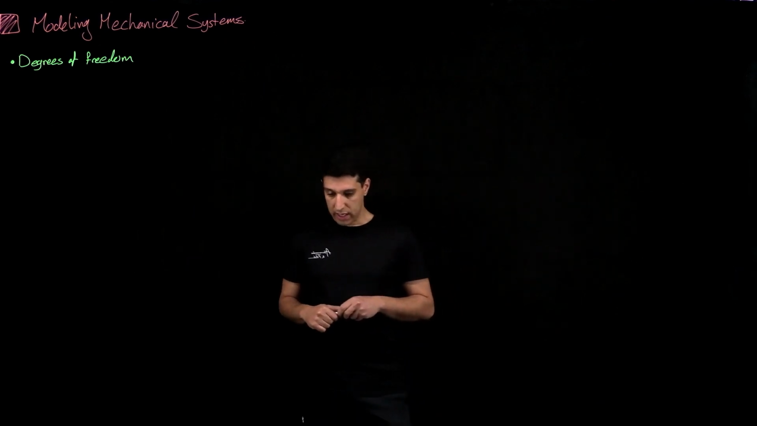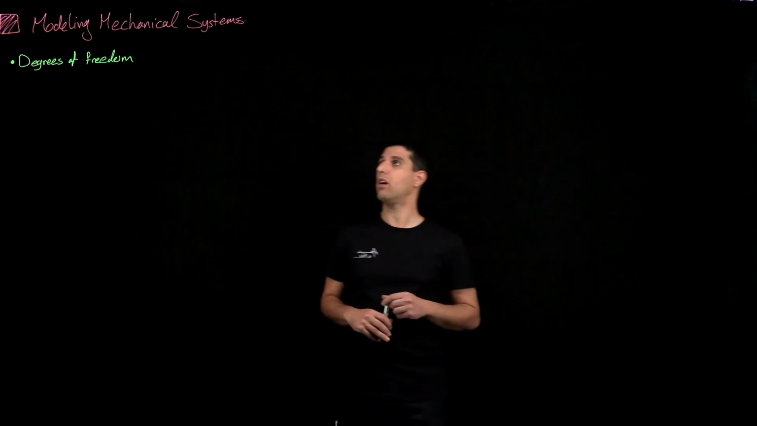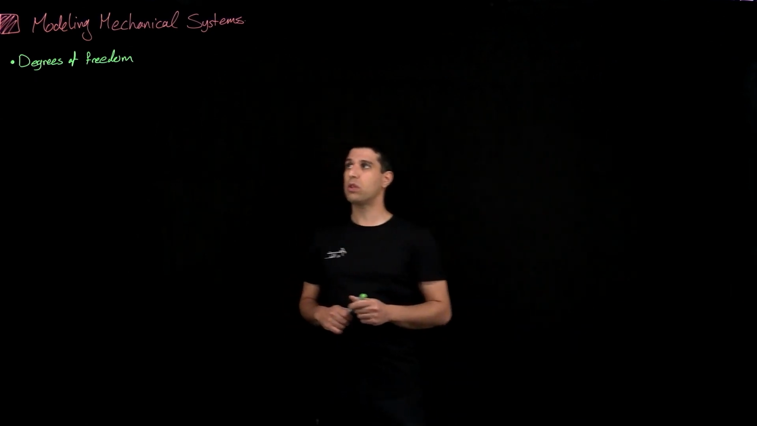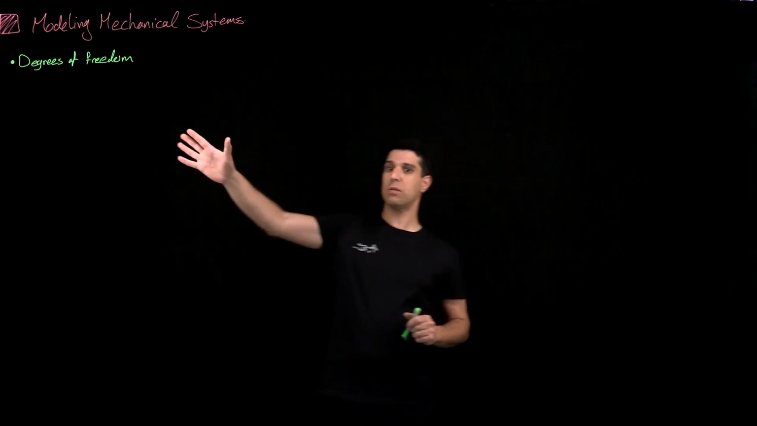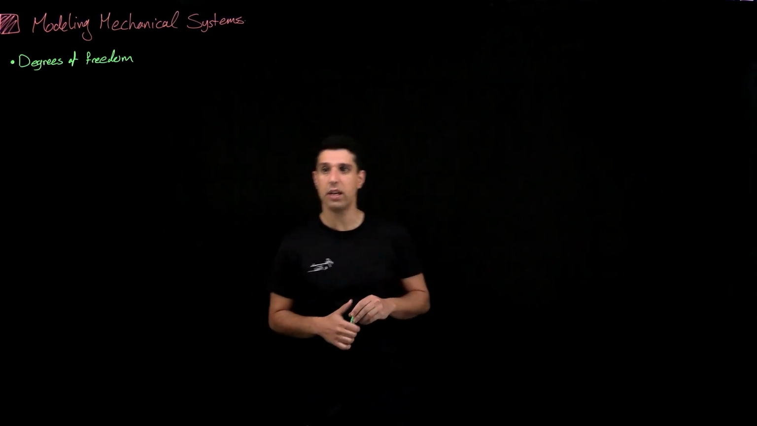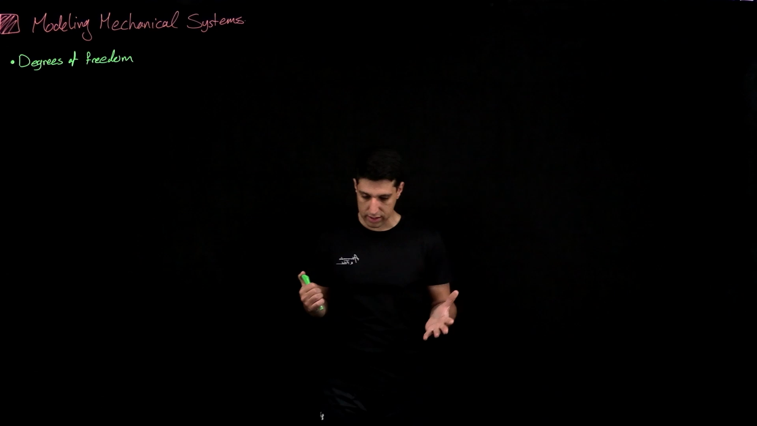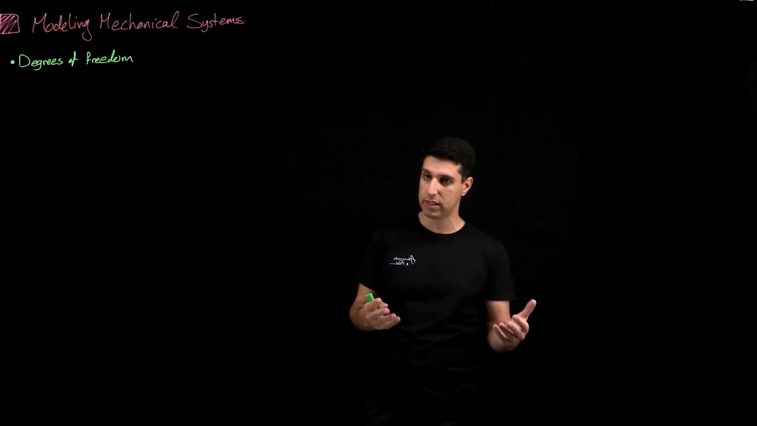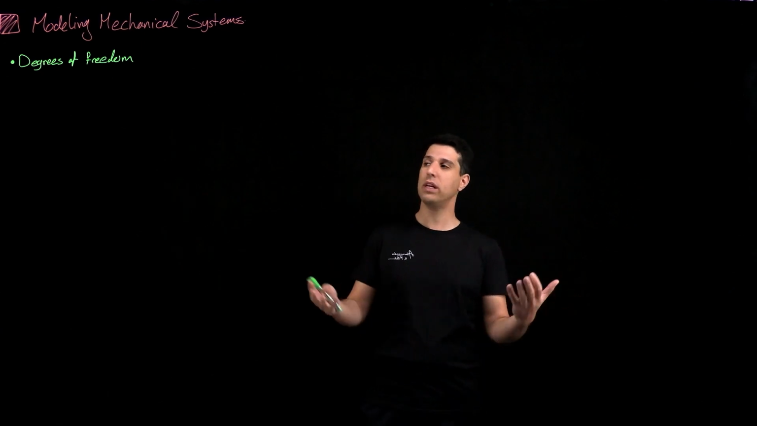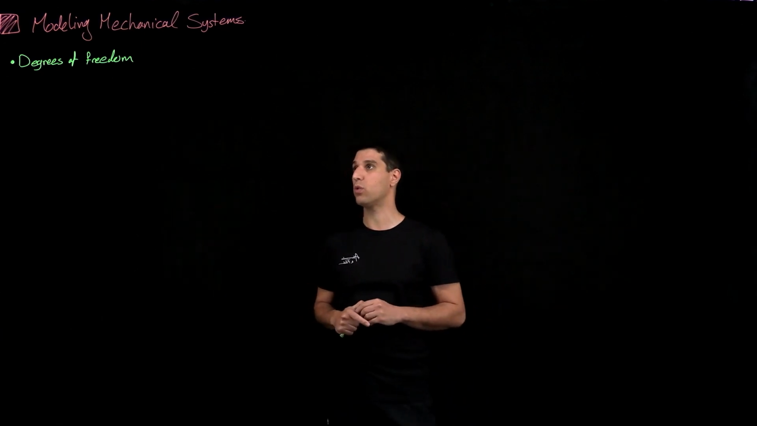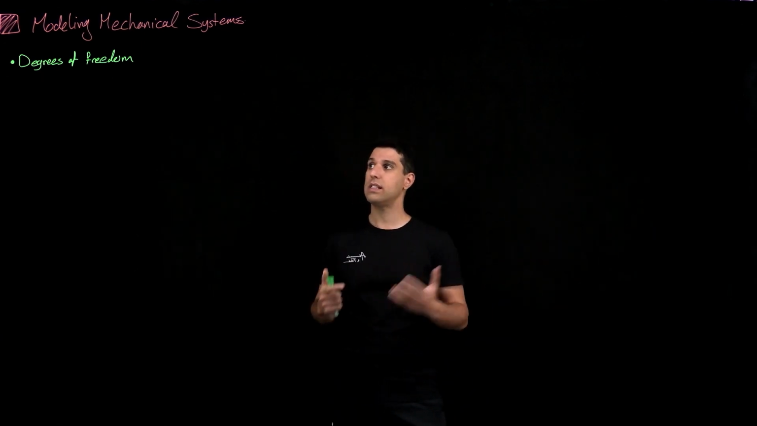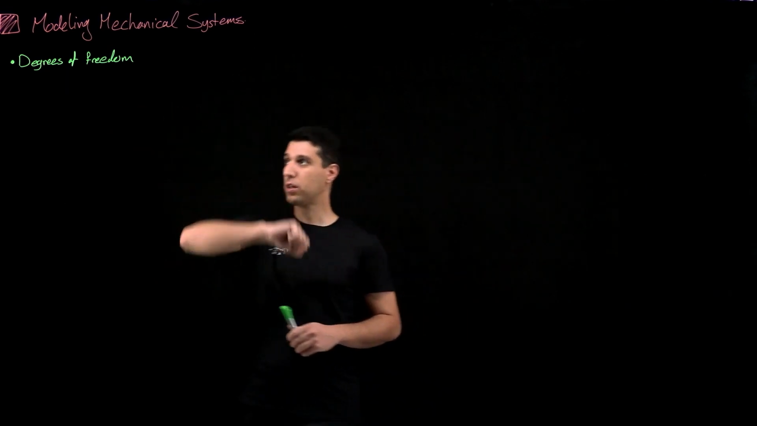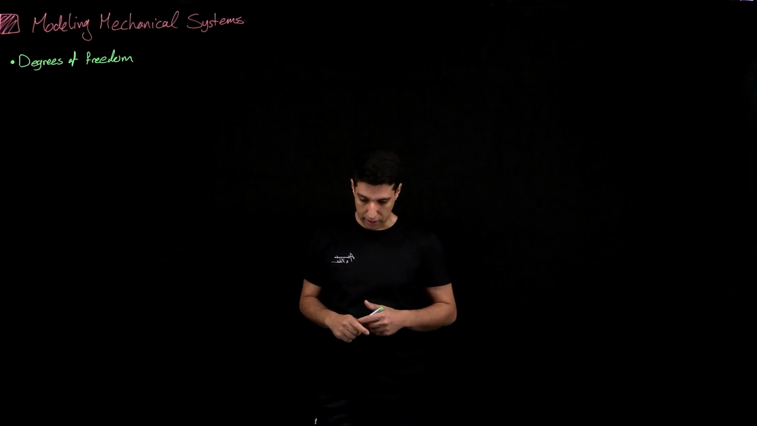So let's begin by talking about modeling of mechanical systems. But before we get to the modeling part, let's take a moment and discuss the idea of degrees of freedom. If we know the degrees of freedom of a system, it gives us a very good idea of how many equations, ODEs, are needed to describe it. So let's start with that. What is a degree of freedom?